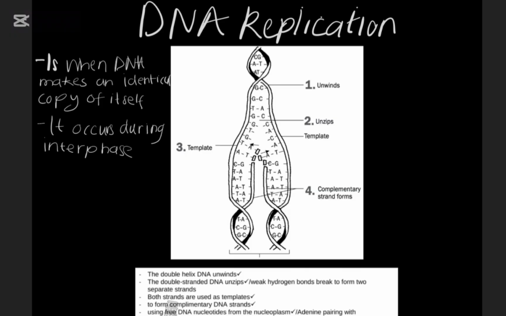It occurs during interphase. Interphase is a preparatory phase that occurs before any type of cell division, whether it is mitosis or meiosis. The cell has to prepare itself by replicating its DNA so that there is more genetic information. So DNA replication occurs during interphase.